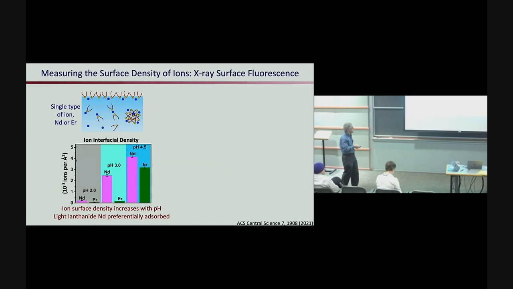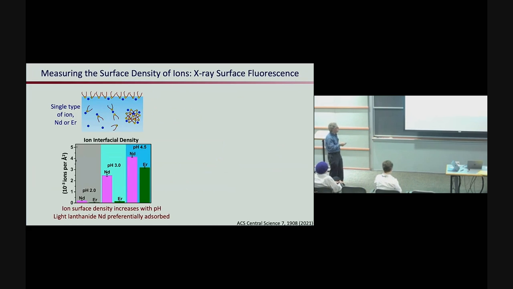So let's see what happens. If you take that water solution and you look at the surface, I'm not going to tell you about the X-ray measurements. This is referred to as X-ray fluorescence near total reflection, which I'll just call X-ray surface fluorescence. And that allows you, so I'll be looking at single types of ions, either neodymium or erbium.